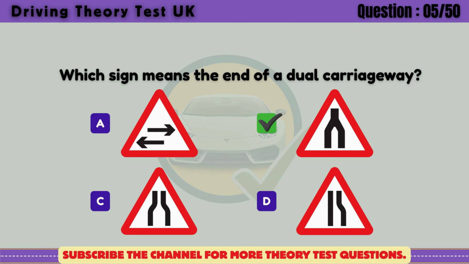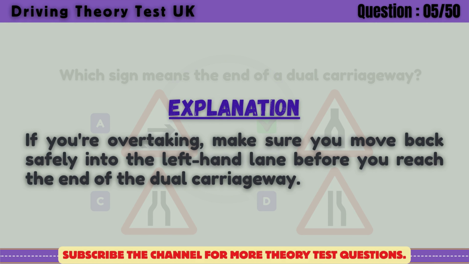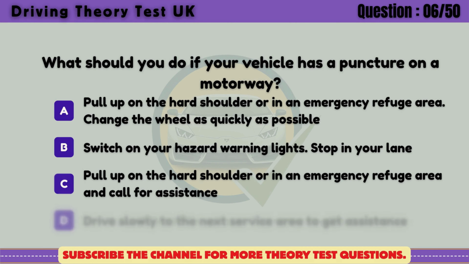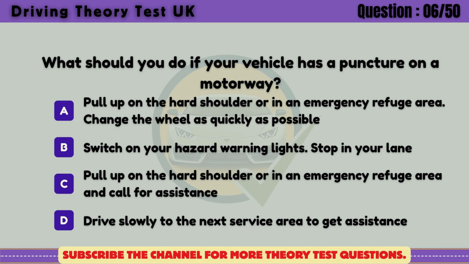Answer is B. If you're overtaking, make sure you move back safely into the left-hand lane before you reach the end of the dual carriageway. Question 6. What should you do if your vehicle has a puncture on a motorway?